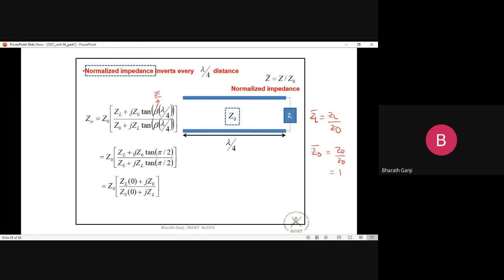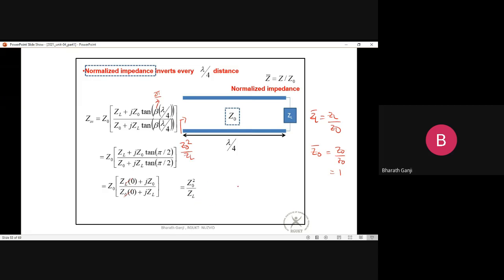When you take tan pi by 2 as common, you get 1 by infinity, which becomes equal to 0, so these terms go out and the remaining terms are jZ0 and ZL. If you see this, you will be left with Z0 squared by ZL. The input impedance in this line is nothing but Z0 squared divided by ZL.